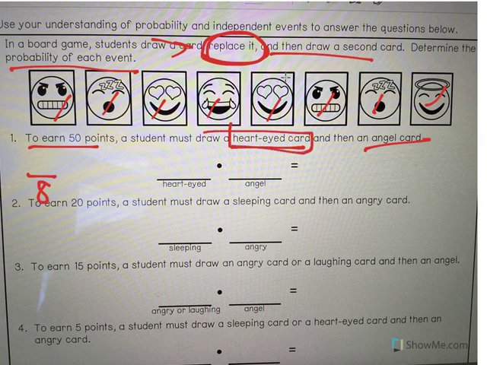And then we have to figure out how many heart eyes there are. Well, I see 2 here. So that's 2 over 8. Of course, you could reduce that to 1 over 4, or you can leave it as 2 over 8. That's fine too because you have a handy dandy calculator. So that would be 2 over 8. Now how many angels do I have? I only see this guy. So that's 1 over 8.